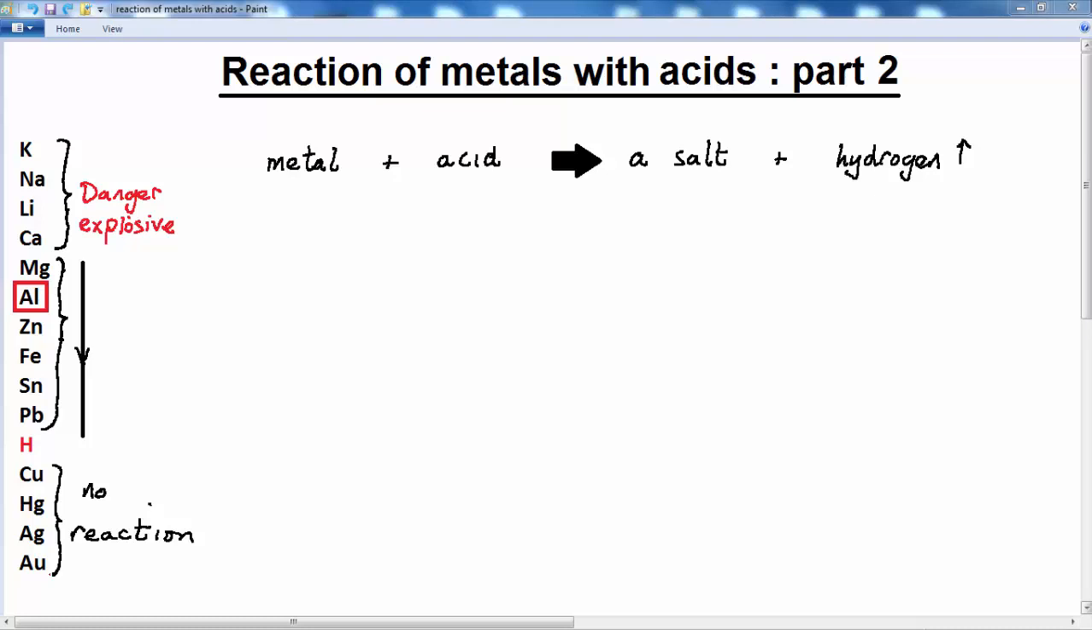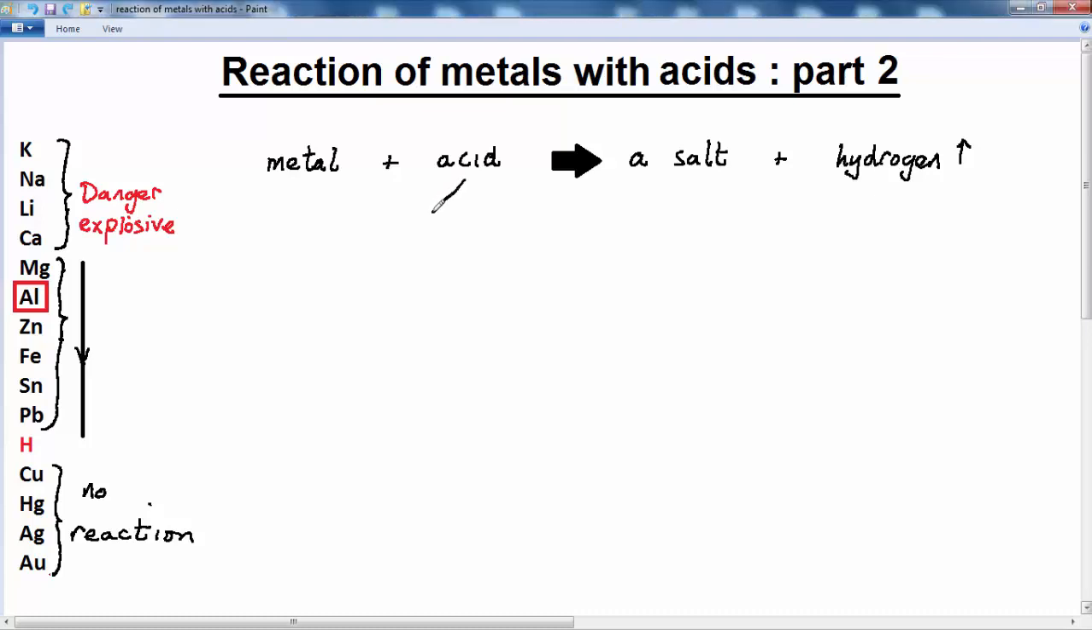In this lesson we're going to continue to look at what happens when a metal reacts with an acid. Now in the last lesson we learned that when a metal reacts with an acid, a salt is produced and hydrogen gas is released. The type of salt depends upon the metal and upon the type of acid. So what happens in this reaction?